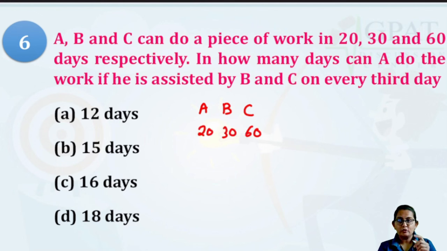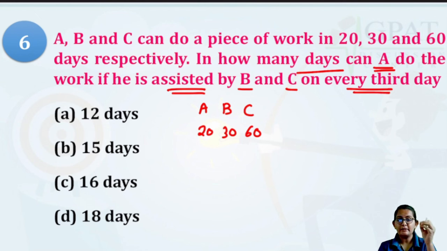Okay, so A can do a work in 20 days, B can do it in 30 days, and C can do it in 60 days. What can you do if they are working together, in how many days? In how many days can A do the work if it is assisted by B and C on every third day? So first day, second day, A will work alone.